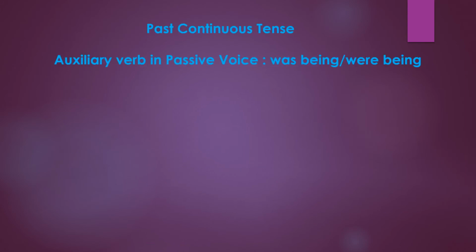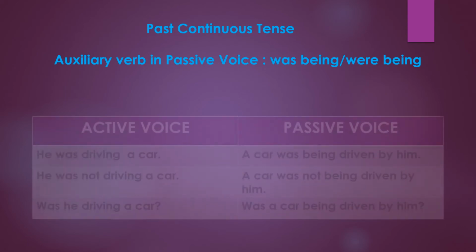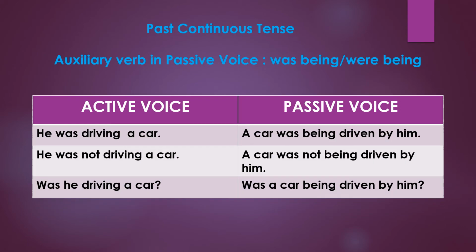Let us check with past continuous tense. The auxiliary verbs for past continuous tense are was being and were being. Let us check with examples. Here, he was driving a car. It is past continuous tense in active voice. How? See, he is the subject, was is the past auxiliary verb for he, the verb with ing, then a car, the object. So it is past continuous tense.